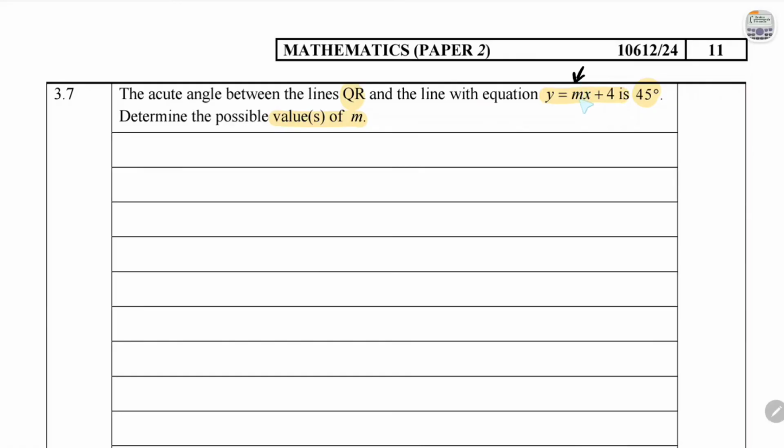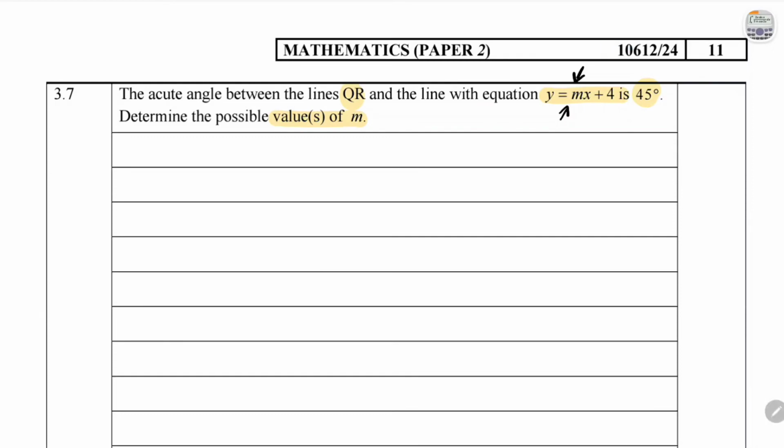And this gradient belongs to a line with this equation. And what we did with that gradient is, of course, find the angle of inclination. Whatever angle of inclination that gradient gives us, we took that, and with the angle of inclination of QR, we subtracted them, and they give us 45 degrees. So I'm going to put down a diagram just so that we can think this through.